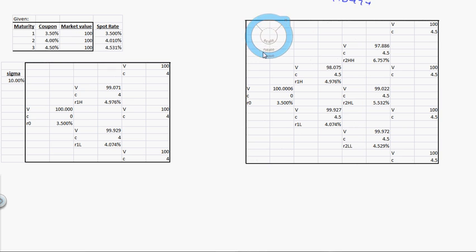So now I can look at this. I can say my interest rate today is 3.5. In 1 year, it's either going to be 4.9 or 4.0. In 2 years, it's going to be 4.529, 5.532, or 6.757. Now that I have those interest rates, I can value any bond. So let me put another Excel spreadsheet up here.